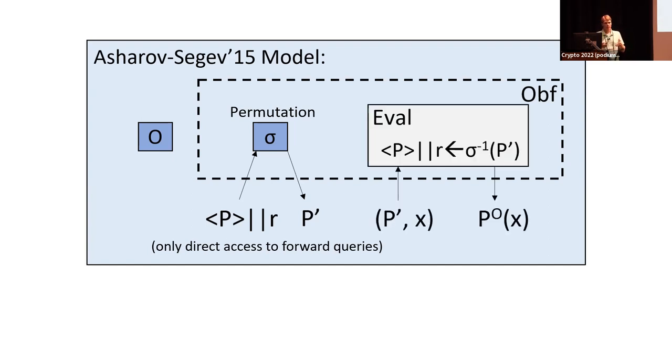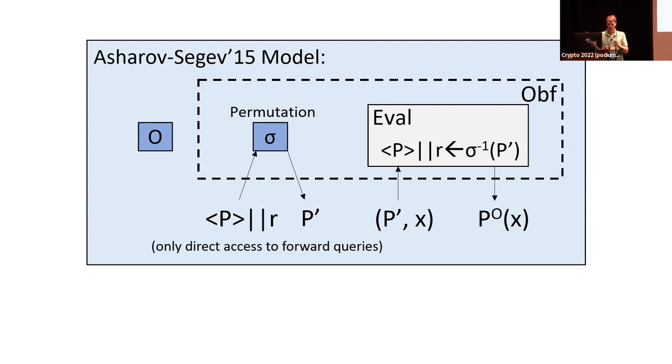And then we need to allow you to actually evaluate the obfuscated program. So we'll have another eval oracle. And what it does is it'll take as input this bit string P prime representing some obfuscated program, an input X, and will actually evaluate the program for us. So it'll undo the permutation to recover the original program code P, and then it'll just evaluate P on X.